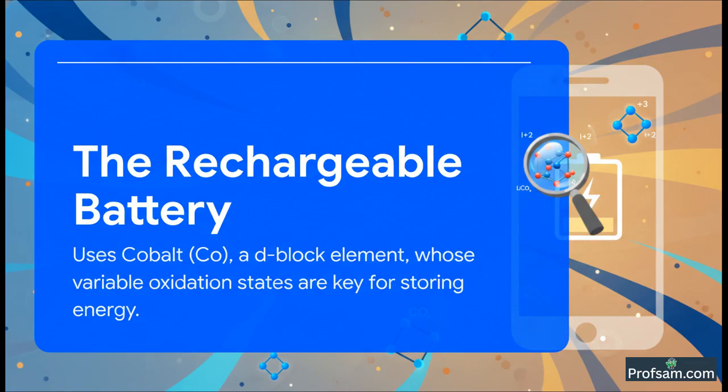It can easily switch between different oxidation states. It's this flexibility, this ability to change, that is exactly what allows the battery to store and release energy so efficiently again and again every time you charge.